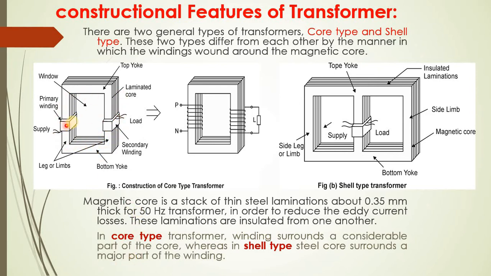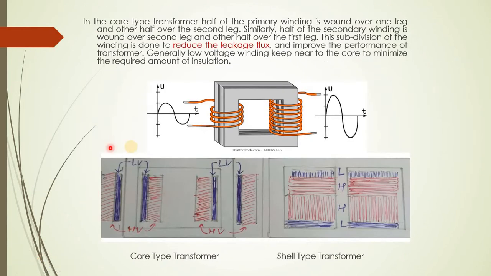Though here the winding is shown like this, the winding is totally placed on these vertical limbs, so that the total limbs are covered with this winding. You can see here this is the primary winding and this is the secondary winding, so voltage can be stepped up over here.